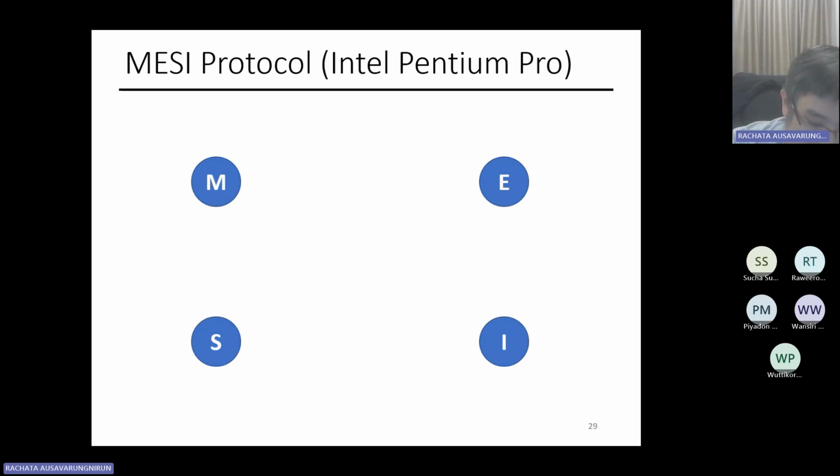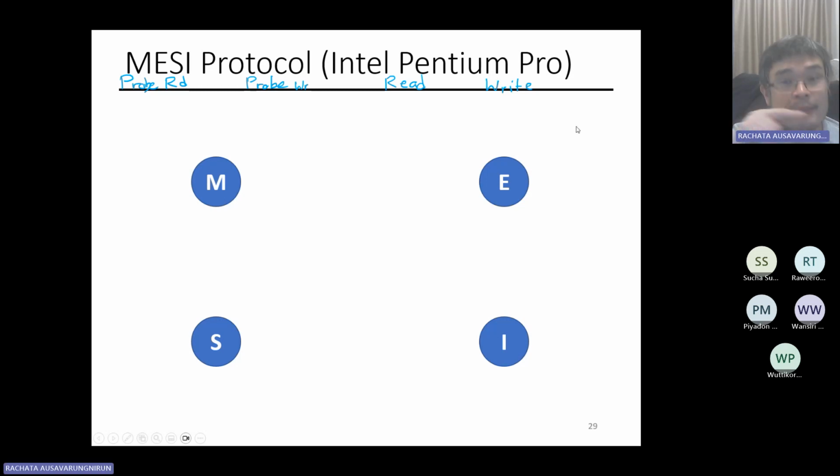Again, there are 4 actions, right? I can probe read, I can probe write, I can actually do the read, I can do the write. And this is basically used in Intel Pentium Pro, okay? The optimization of this design for modern CPUs we'll go through in a bit, all right? But let's do the MESI protocol first. We'll go one by one, okay?